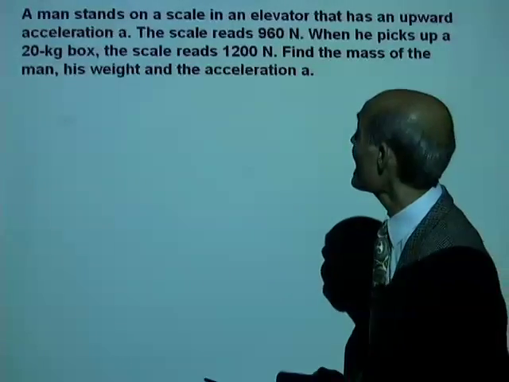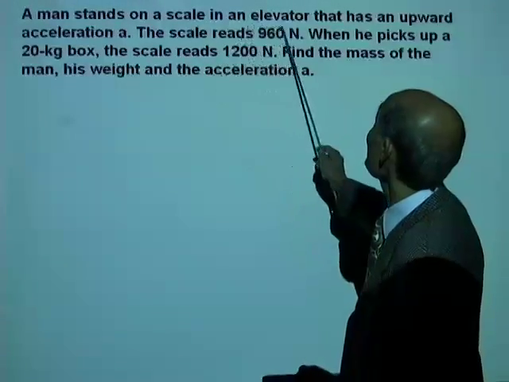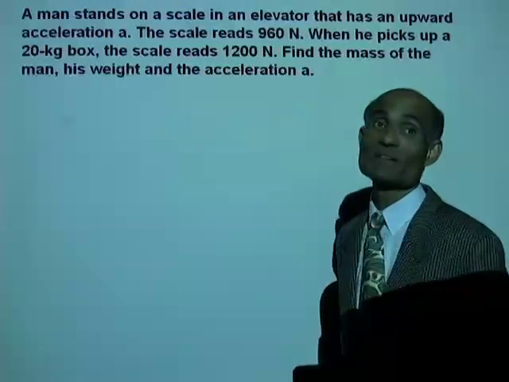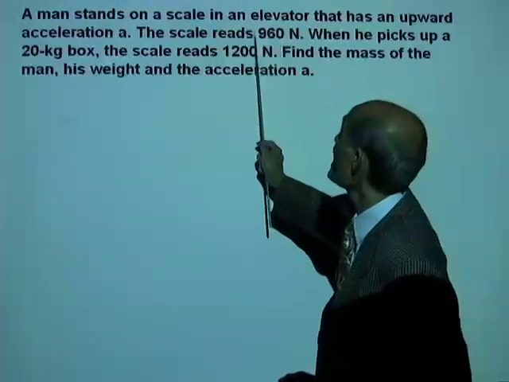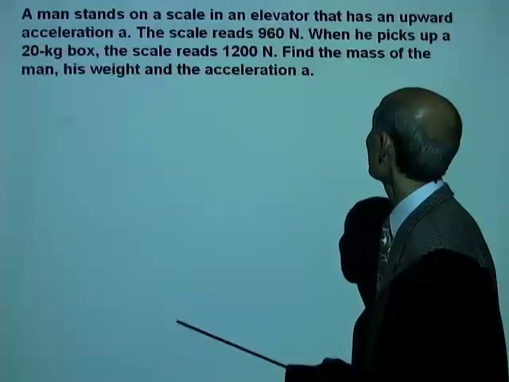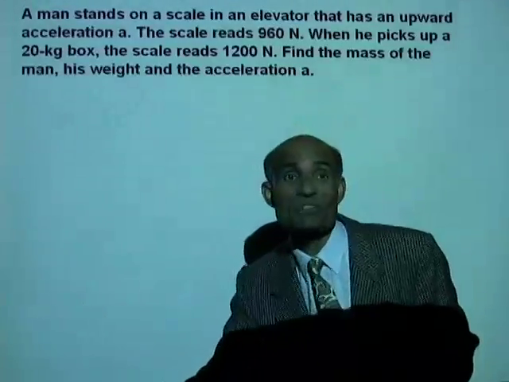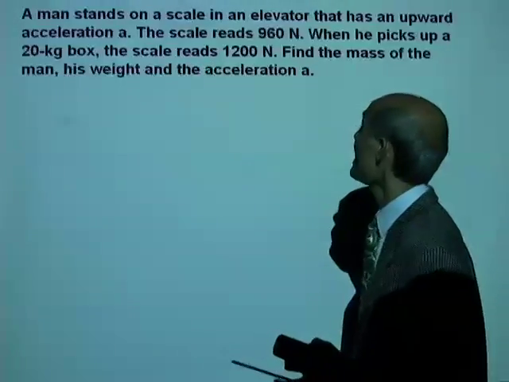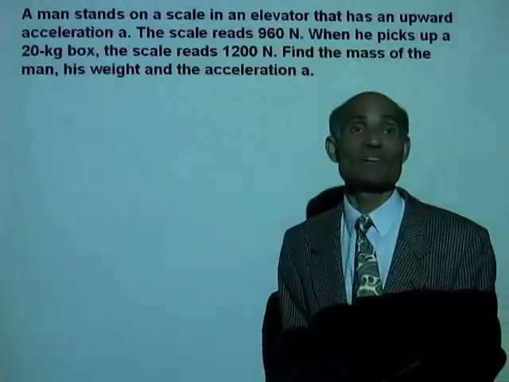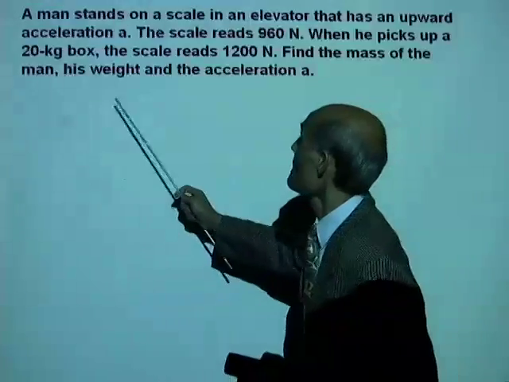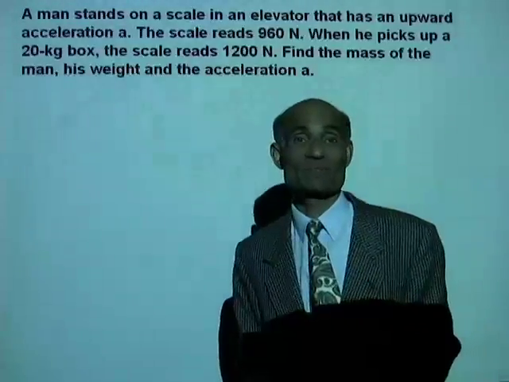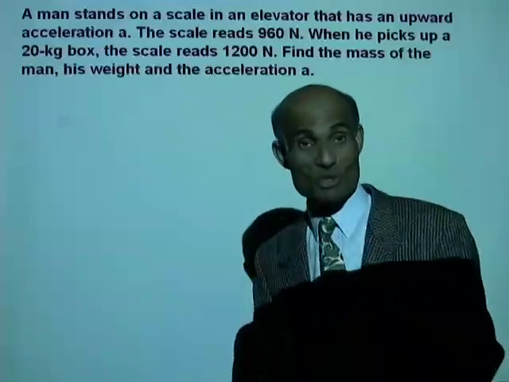A man stands on a scale in an elevator that has an upward acceleration a. The scale reads 960 Newton. When he picks up a 20 kilogram box, the scale reads 1200 Newton. Find the mass of the man, his weight, and the acceleration. Okay, that's a good problem.